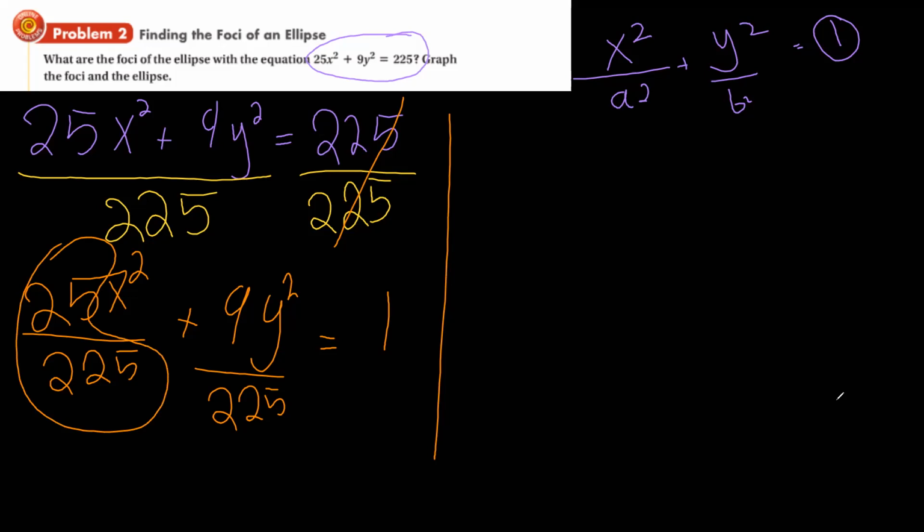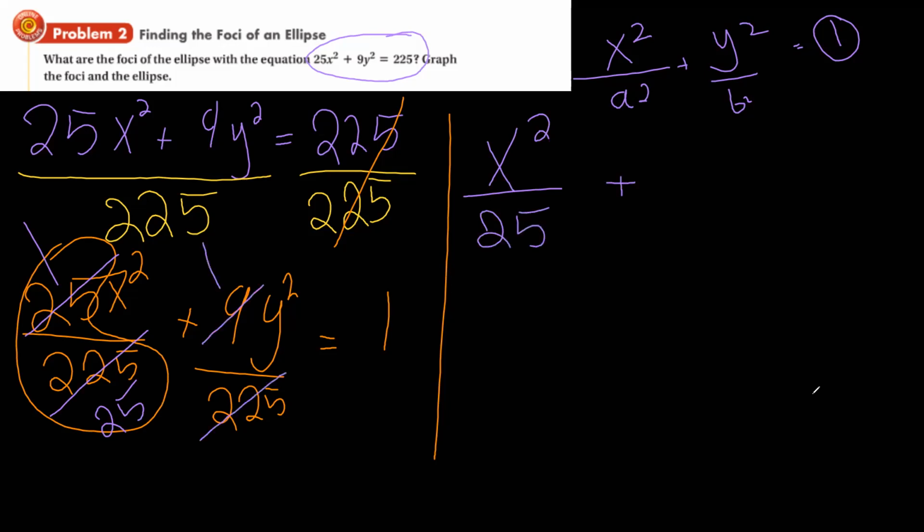225 over 25 is x squared over 25, right? I will simplify by dividing 25 in both the numerator and the denominator. So 25 divided by 25 is 1, and by 25 it is 25. So now I have x squared over 25, plus divide by 9, divide by 9.